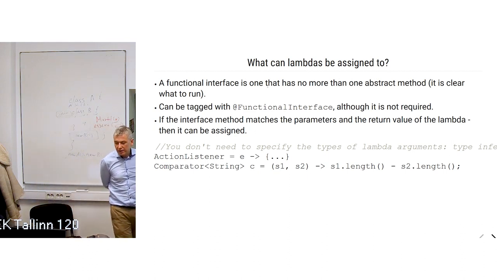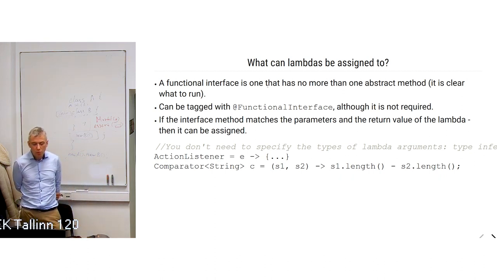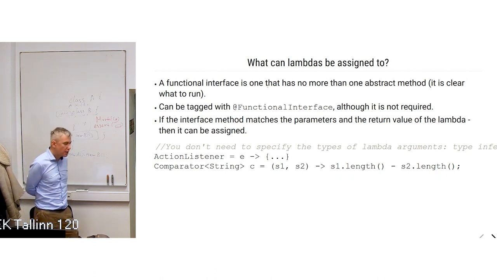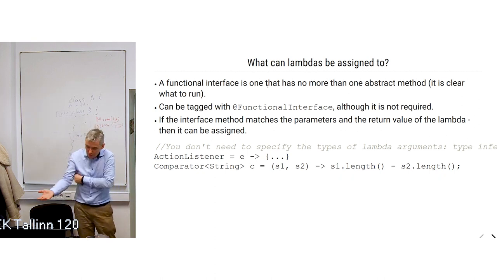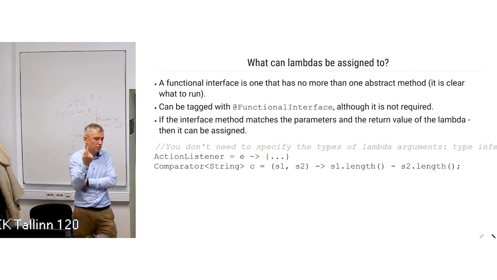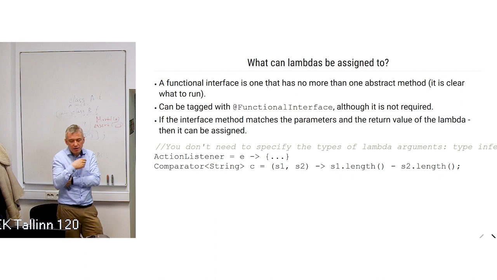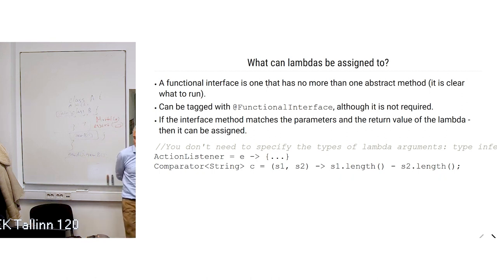Here comes the thing called a functional interface. An interface in the Java language is called a functional interface if it has no more than one abstract method. If you have an interface, and in this interface you have exactly one and only one abstract method, then this interface can be called functional. As I told you earlier, interfaces might have default methods, not abstract methods. So you might have multiple default methods, but only one abstract method for the interface to be called functional. And if we have such an interface, then it's clear what method to run if we are going to run a lambda assigned to an interface.